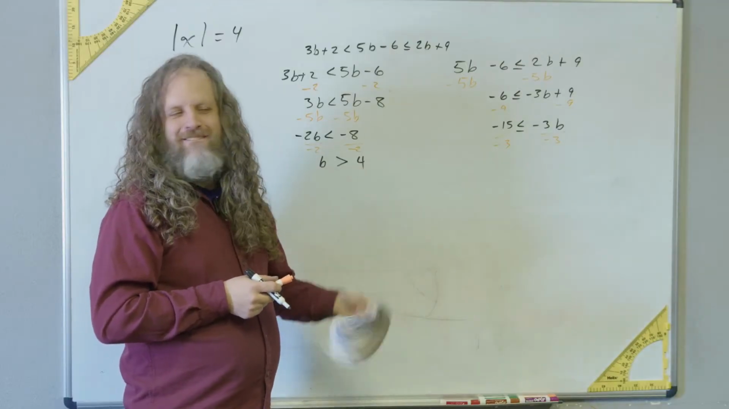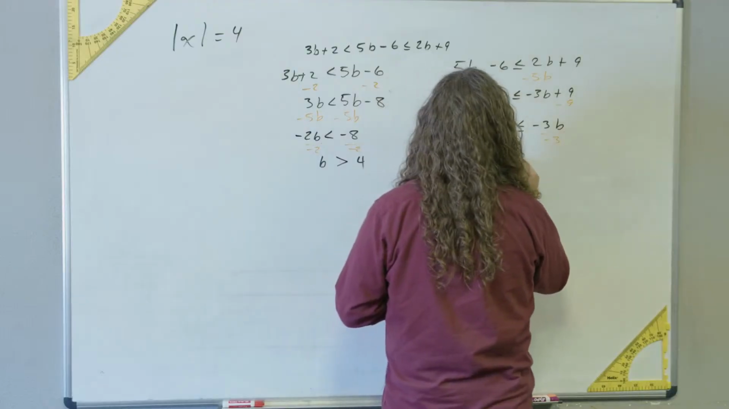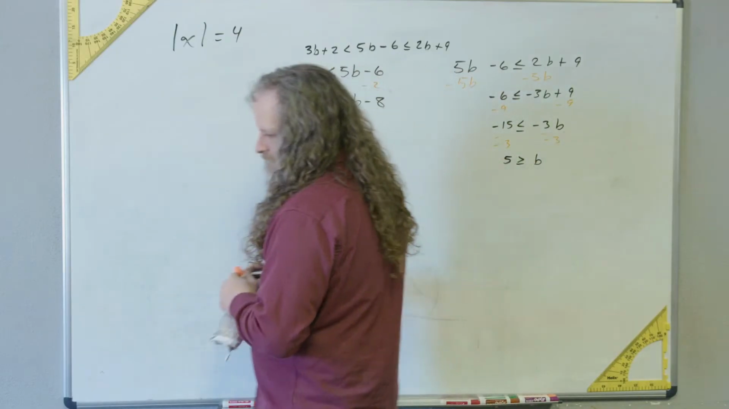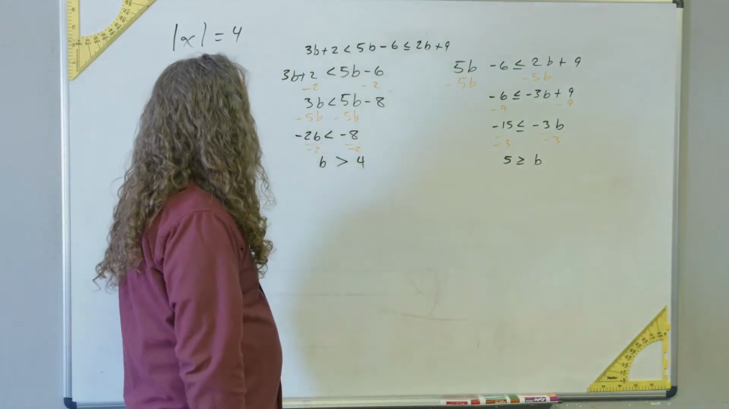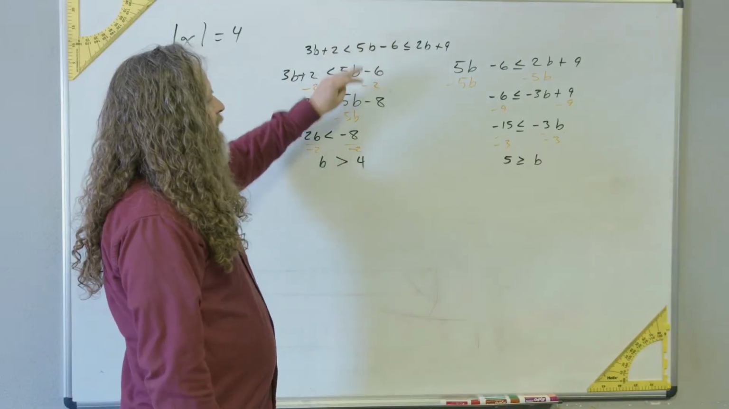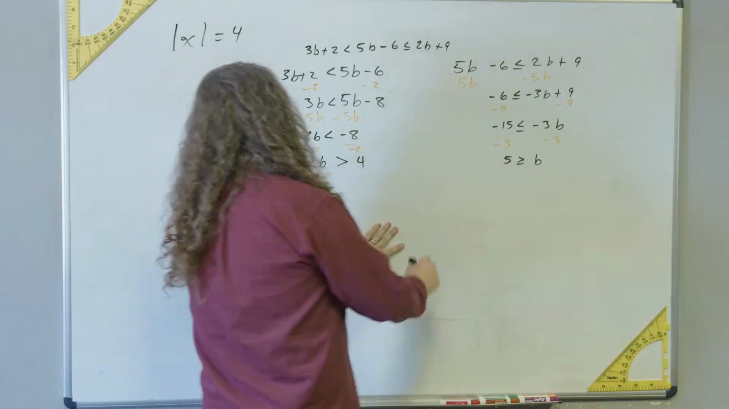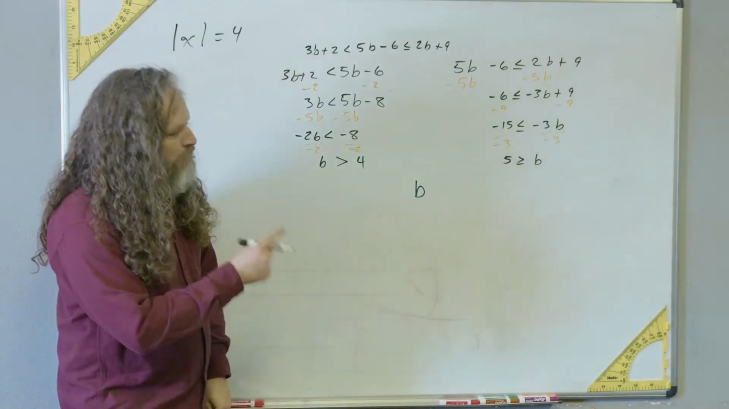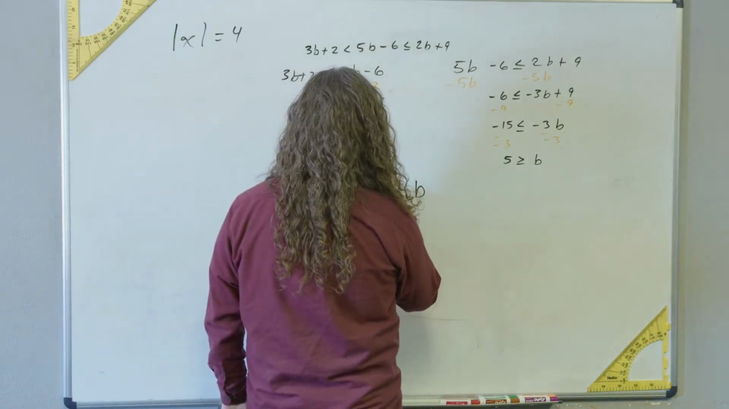5 is greater than or equal to b. True enough. And flip it. Well, you don't have to actually. Well, we started with a compound inequality, so we should probably end with a compound inequality. Right? So we're going to shove the b in the middle. Which is smaller, 4 or 5? 4. So he's going to go over here.